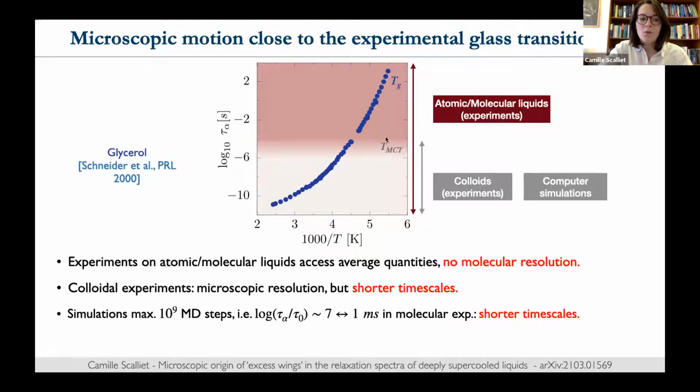Here I introduced this temperature scale, TMCT, which is the mode coupling transition temperature. The only thing that you need to know about this temperature is that it delimits the temperature regime which is accessible by colloids and simulations. So in the end, the short answer is that despite a century of studies on glasses, we still don't know how the molecules move close to Tg. And yet this is key to understand why glasses form.